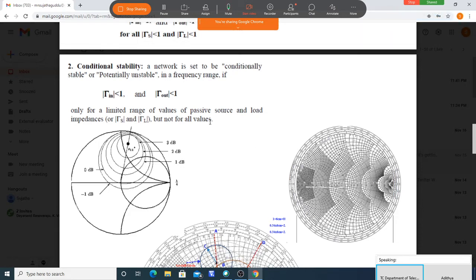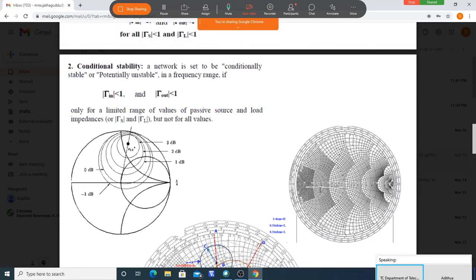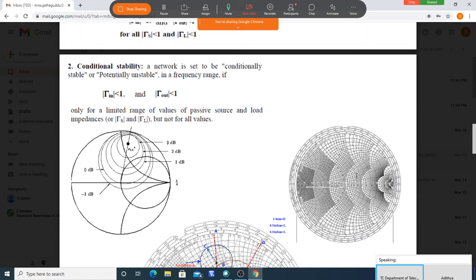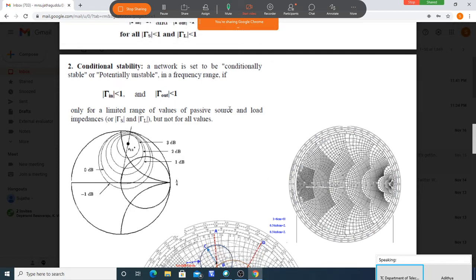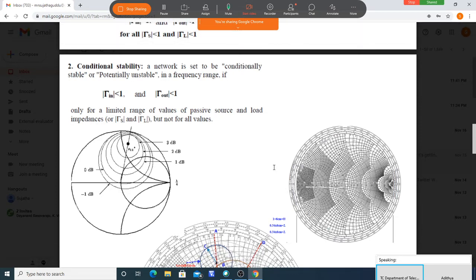The condition is there, we cannot take these values. I am saying above and below, but it may be some part of this, because if you take a part of this, it may give Γin and Γout lesser than 1. If you take behind that, those values may give greater than 1. So you cannot take just any part of this Smith chart values as ZN, ZS and ZL. Only over a part of this you can take. So that is called conditional stability.